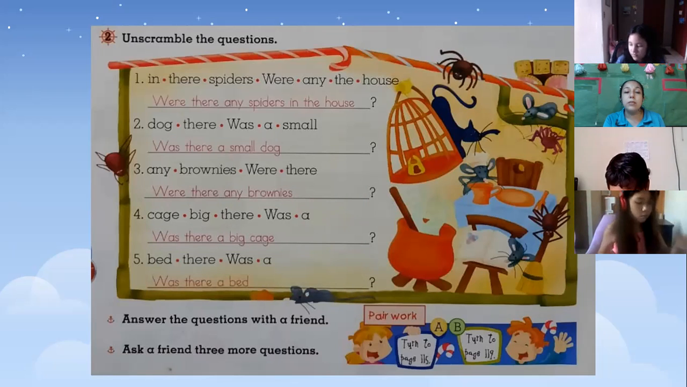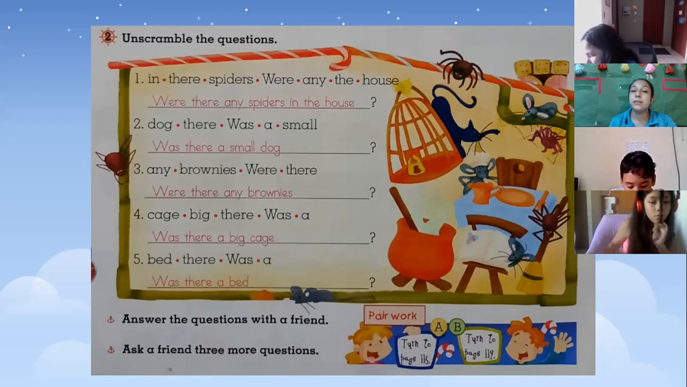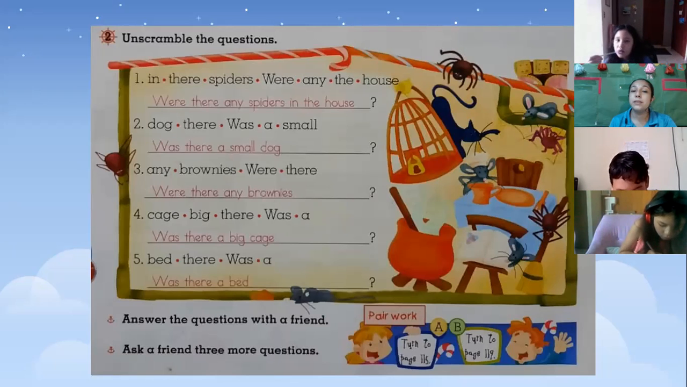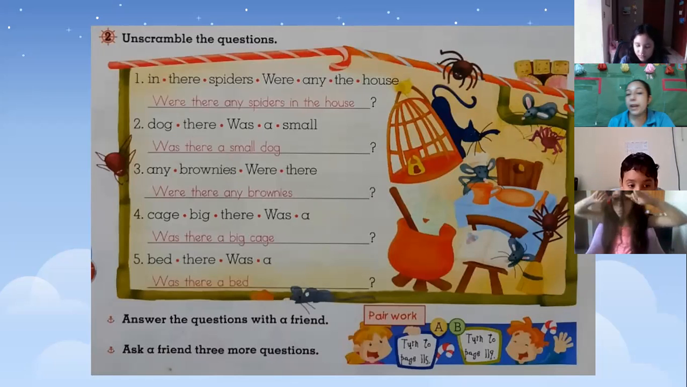Exactly, okay. Were there any spiders in the house? Was there a small dog? Were there any brownies? Was there a big cage? Was there a bed? Yes, and these are the questions. Okay, and maybe we can answer. No, there weren't, number 1. In number 2, yes, there was. In number 3, yes, there were. In number 4, yes, there was. And in the last one, no, there wasn't.